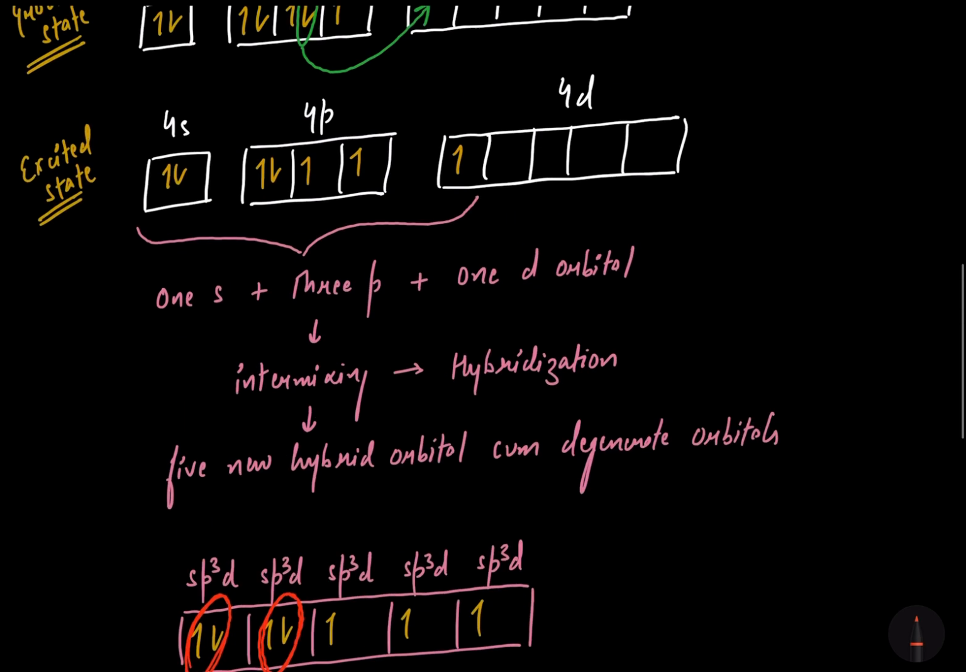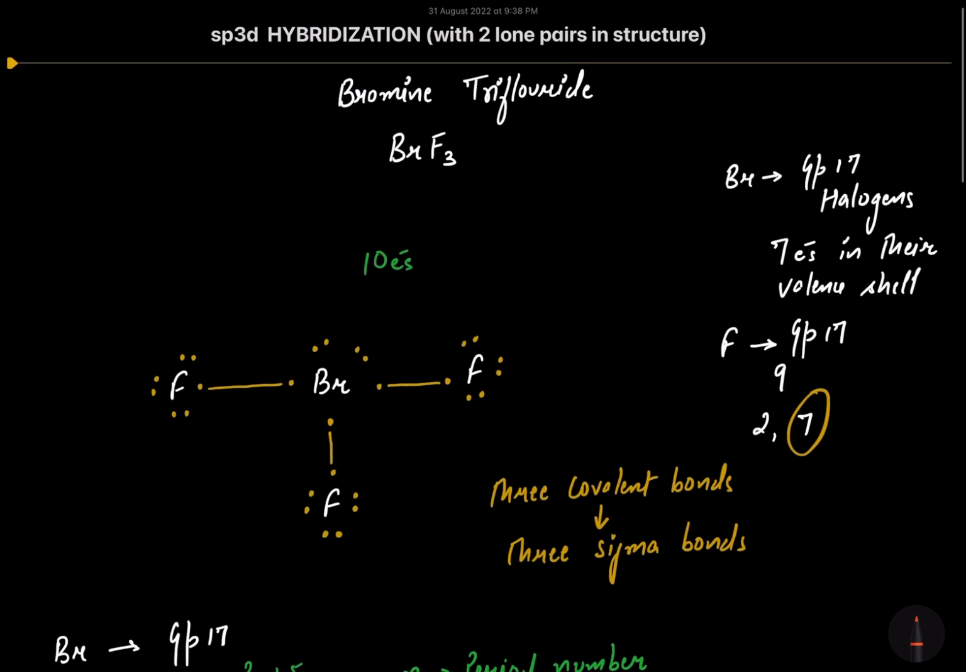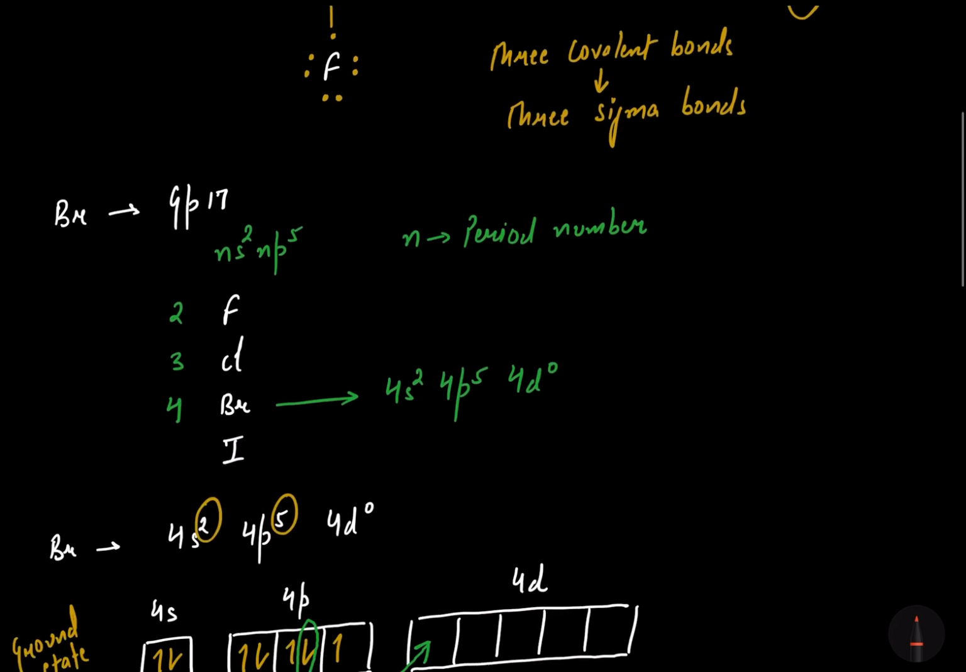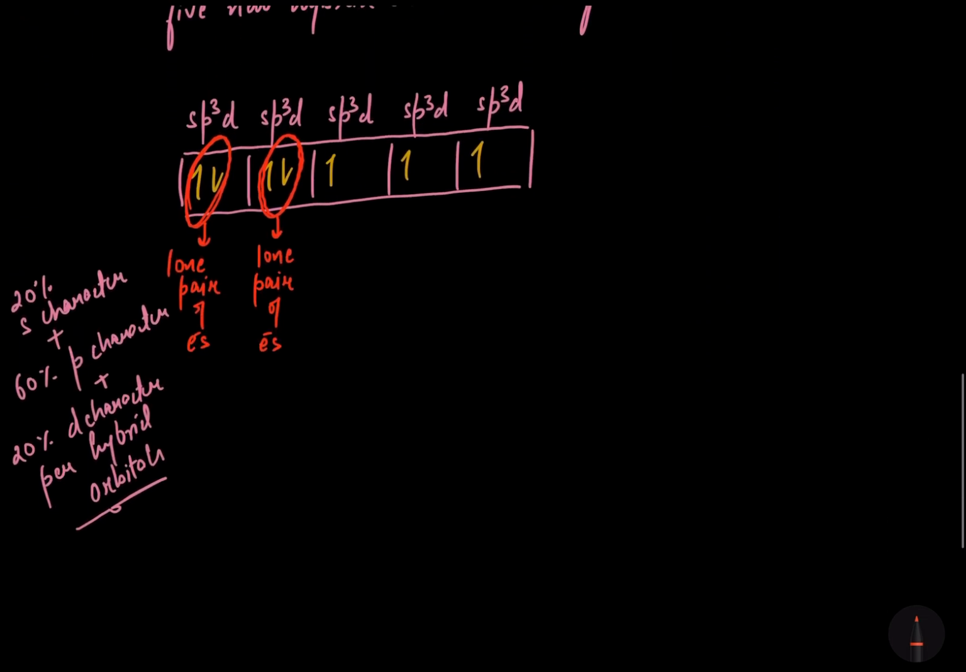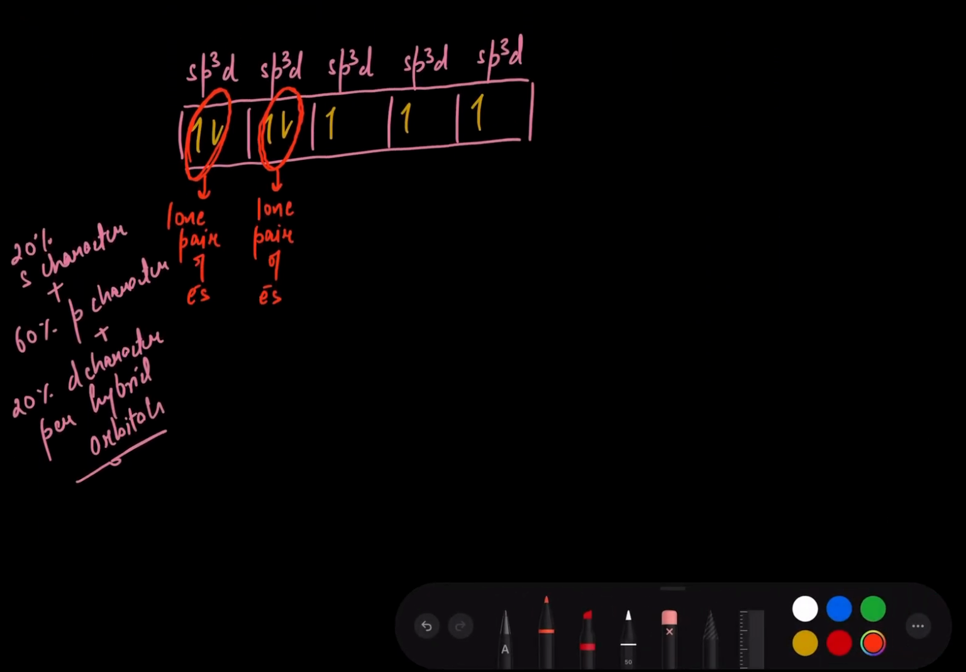Now let's come to the Lewis structure. In the Lewis structure we have 2 lone pairs of electrons. So these are the 2 lone pairs of electrons. Now let's come back to hybridization. Here now let's talk about the fluorine atom.